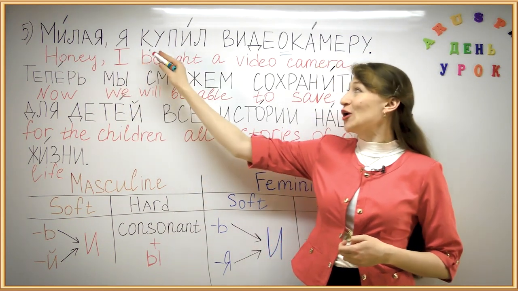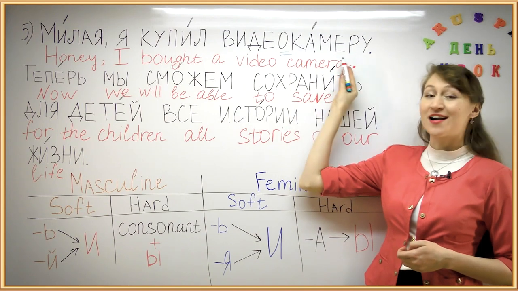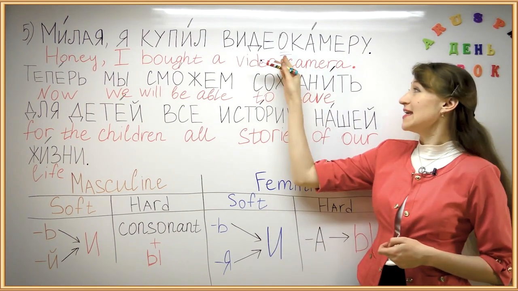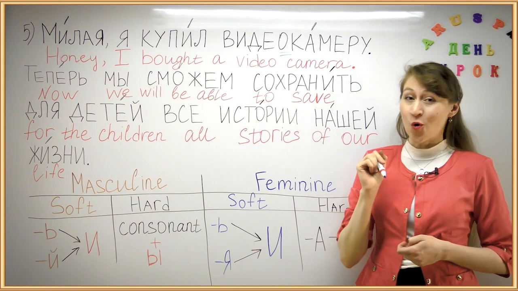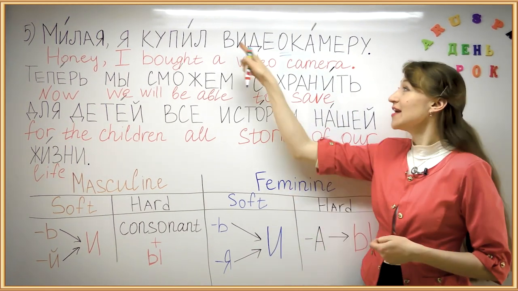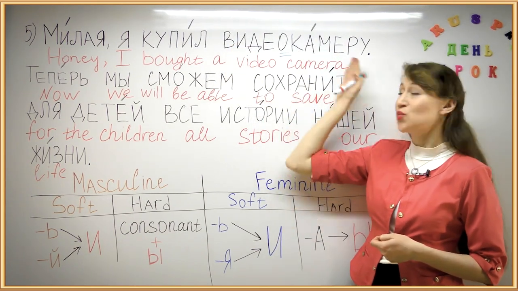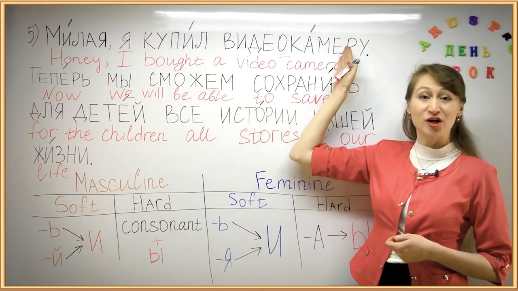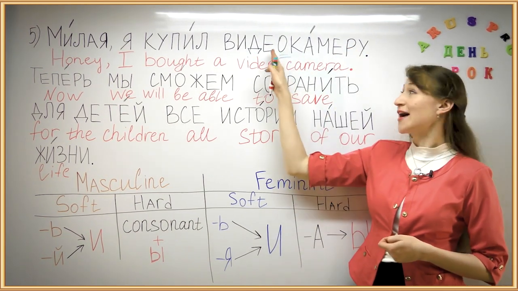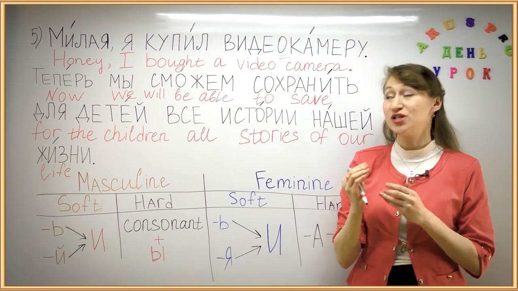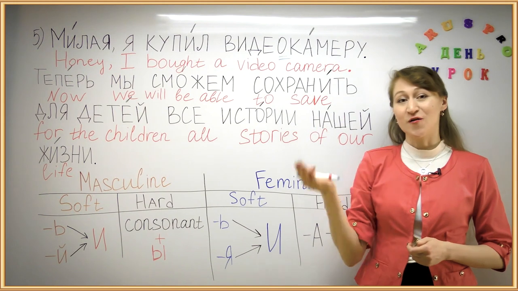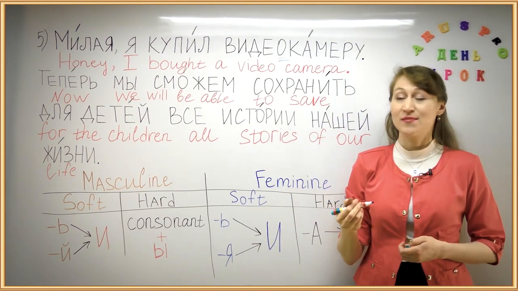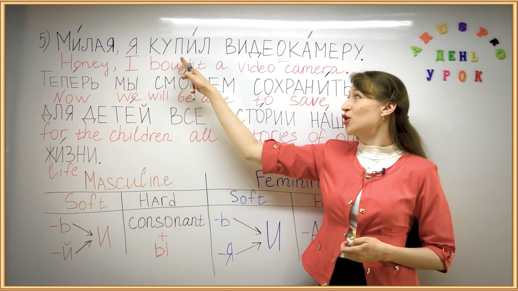Милая, я купил видео камеру. So, let's look at this word here. It's an interesting word because here you might think this is an unstressed O, but actually it's a foreign word. And we will pronounce it as two words, actually, because it was imported from English, video, камеру. So, two words. That is why О is pronounced as it is. It's not reduced. And of course, the dictionary form of this word will be video camera, like in English, video camera, video camera.